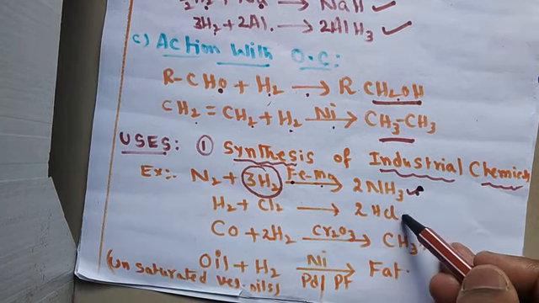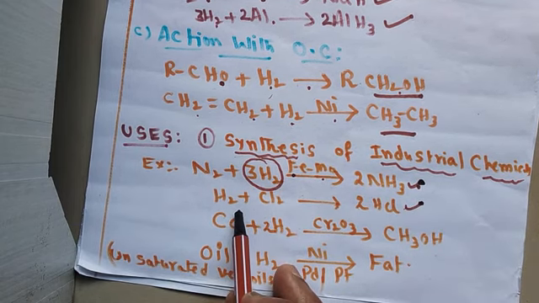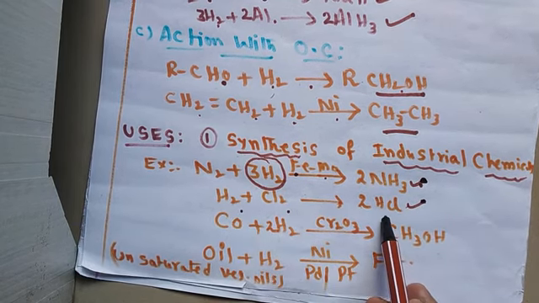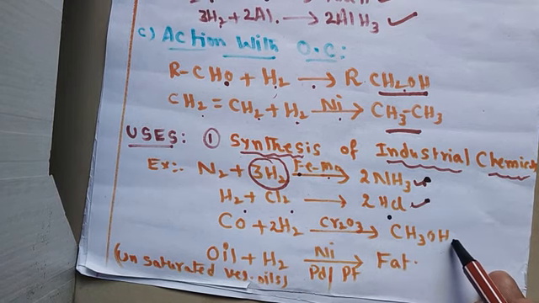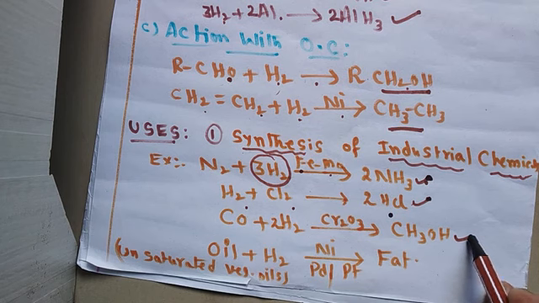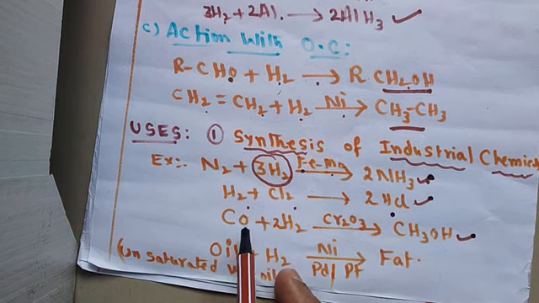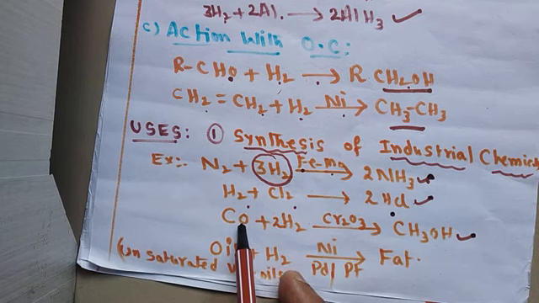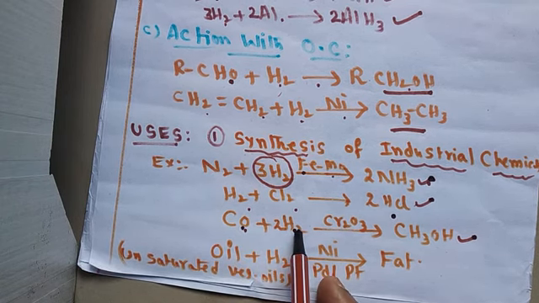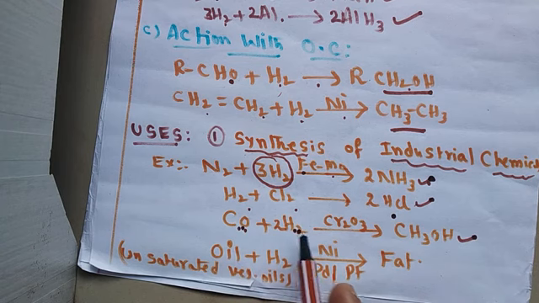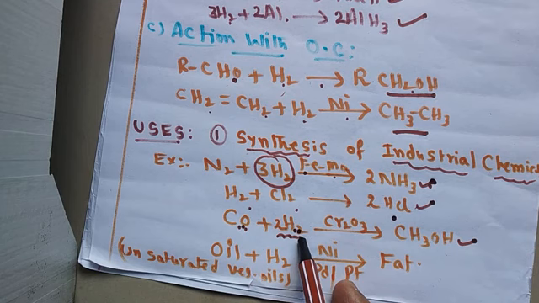Like here, synthesis of hydrochloric acid, using the equation H2 plus Cl2 gives hydrochloric acid. Like that, synthesis of methanol, CH3OH. Here also, what happens, children? Water gas is nothing but carbon monoxide plus hydrogen. This water gas is treated with hydrogen. That's why I directly write 2 moles of hydrogen, children.